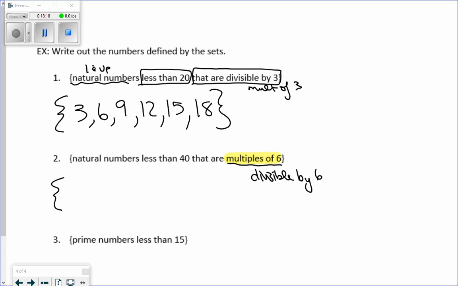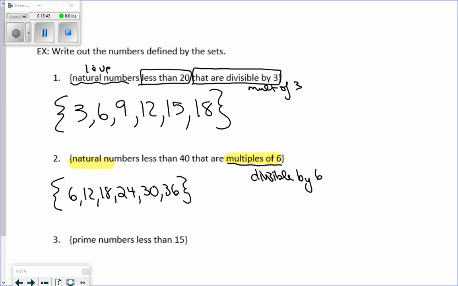So when you see divisibility and you think of division, it's the last math concept you learned because it was the hardest. But multiply is way easier for you. So natural numbers, so 1 and up, multiples of 6, so that's 6, 12, 18, 24, 30, 36.